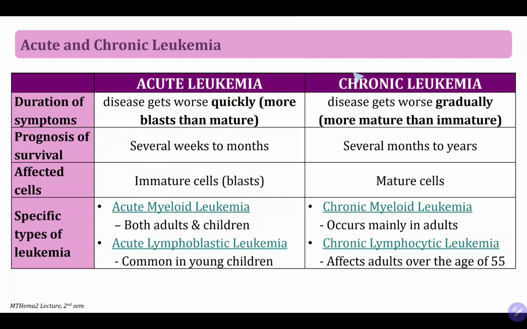leukemia, from the name itself, chronic. The disease gets worse gradually, or there is a slow progression of the disorder, and it usually takes months to years to know the prognosis and the recovery. The affected cells in chronic leukemia are the mature cells. Eventually, as the disease progresses, immature cells also become affected. In this topic, we'll be focusing on chronic myeloid leukemia.